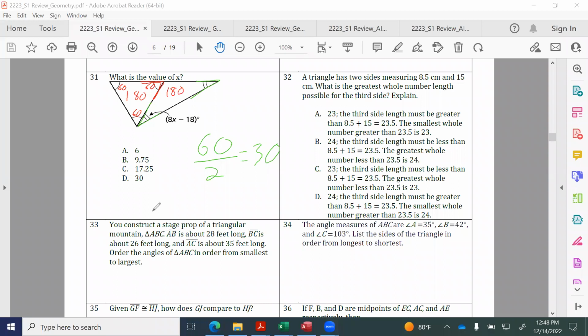Now that we know each of those angles, the question was asking for the value of x. So I can take the 30 and say equal. Add 18, that's 48. Divide by 8. It's 6.